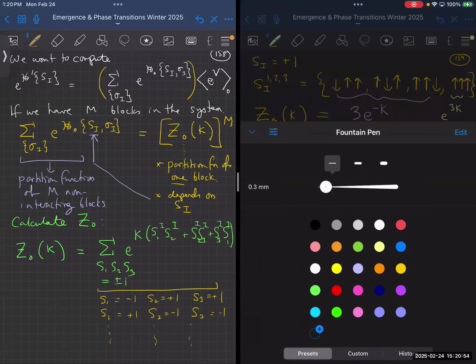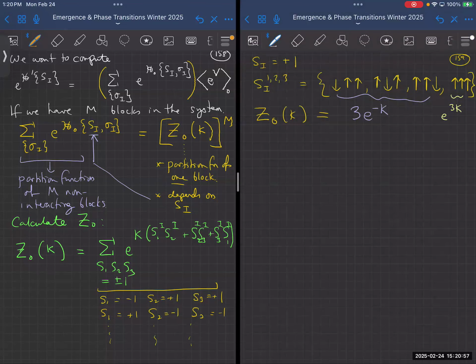So that is the value of the partition function for the block when s is equal to plus 1. Okay. Did everybody follow that? Before I go on, anybody got any question about that? Literally just put these values in to this sum over here on the left-hand side and then calculate it.